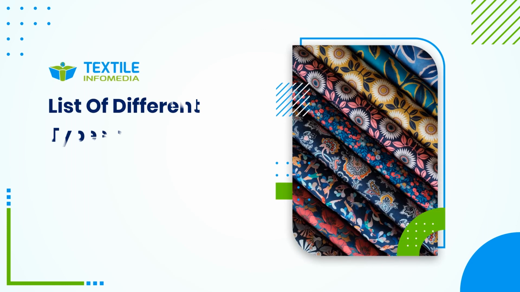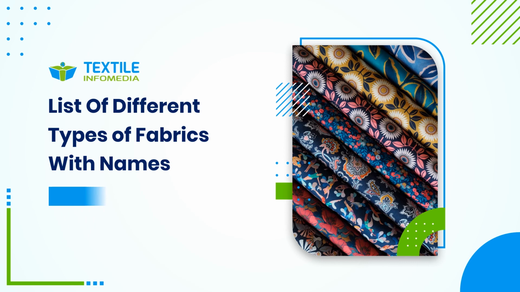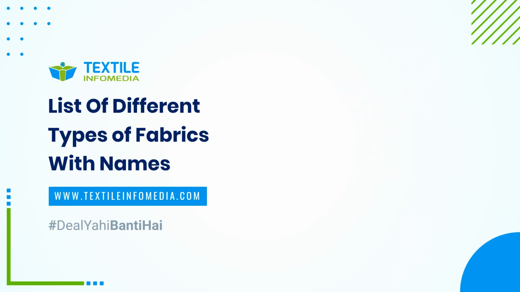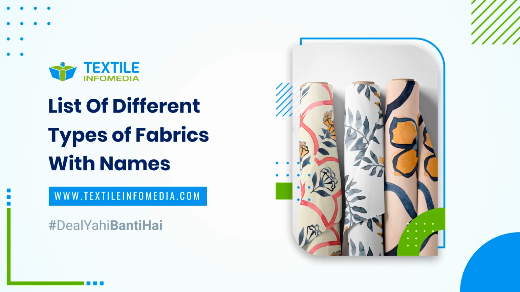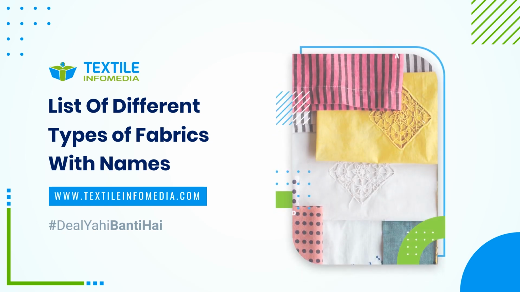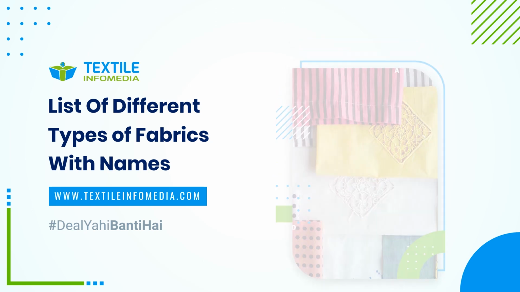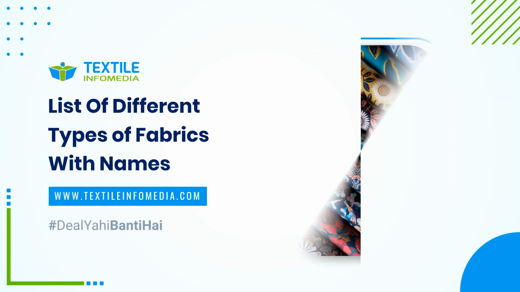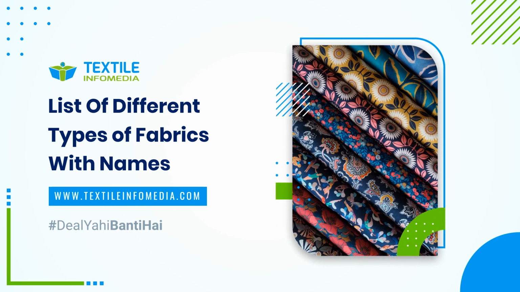List of different types of fabrics with names. Textile Infomedia provides you some of the leading fabric names list which can be useful for understanding all fabric names. Fabric is a product of the textile industry made by creating an interlocking network of threads or yarn. Fabrics that are used for garments and clothing are interlocked by knitting or weaving the yarns together.